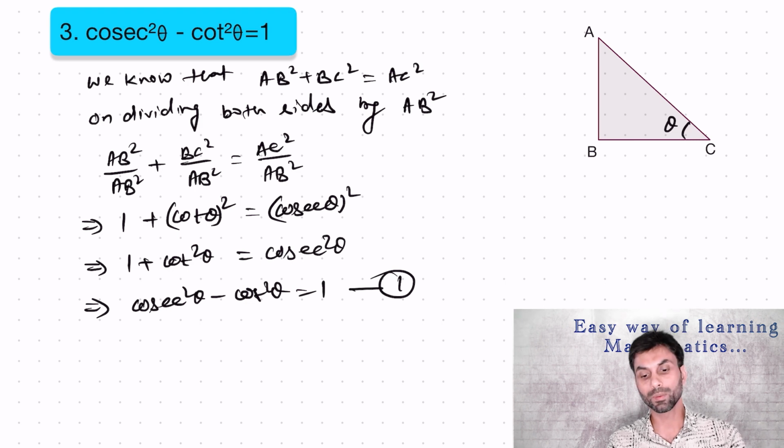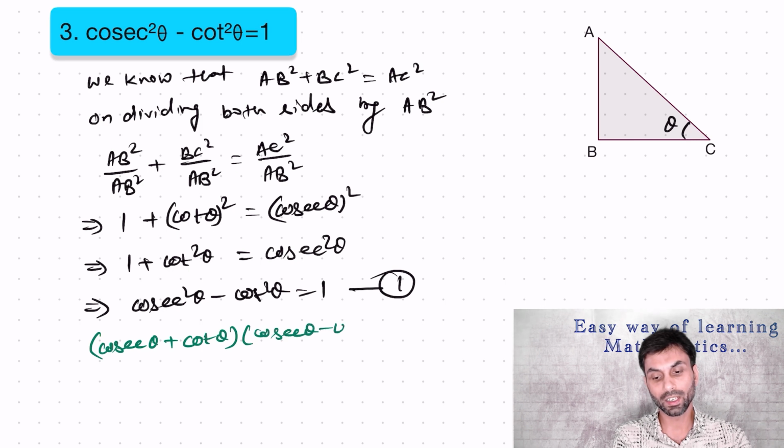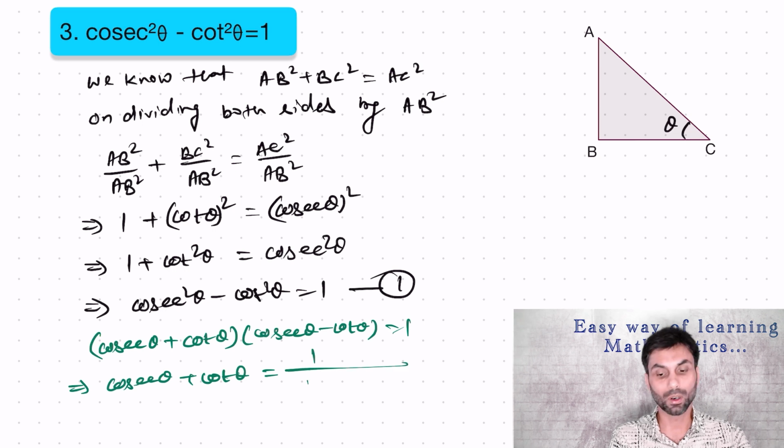So now as we have proved this identity, we will see the further uses of it. The way we have seen for sec square theta minus tan square theta, here also we can write cosec square theta minus cot square theta as cosec theta plus cot theta into cosec theta minus cot theta is 1. And so we can write that cosec theta plus cot theta equals 1 upon cosec theta minus cot theta, which we can take as 2.